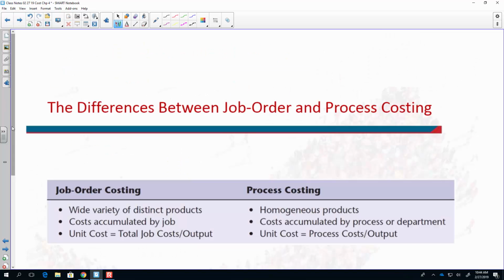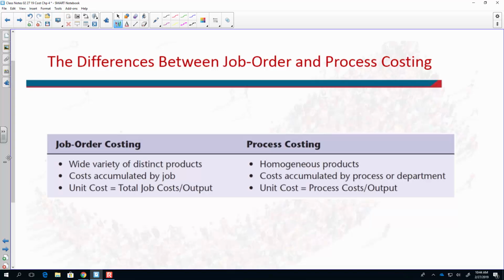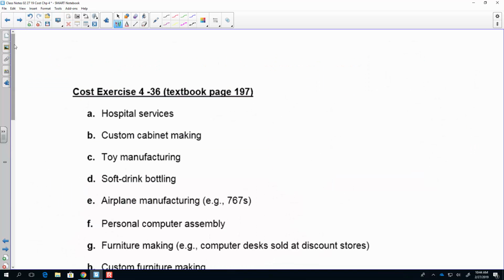And they have a nice table here. This is on page 151. Just understand what homogeneous means. The same, right? Homogeneous means they all look the same versus a variety is for job order costing. And you can read on your own then, guys, those differences.